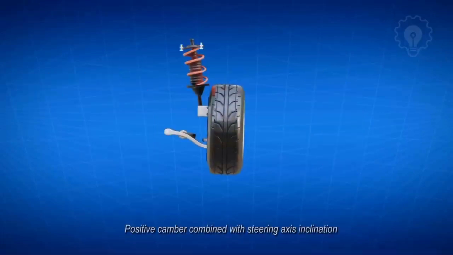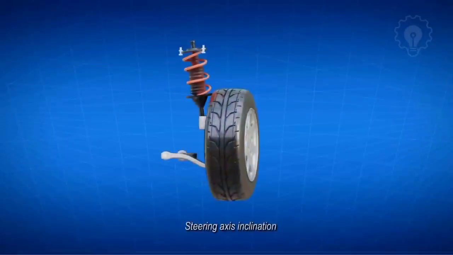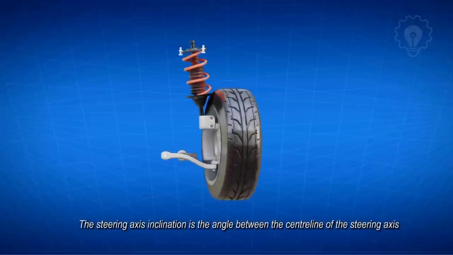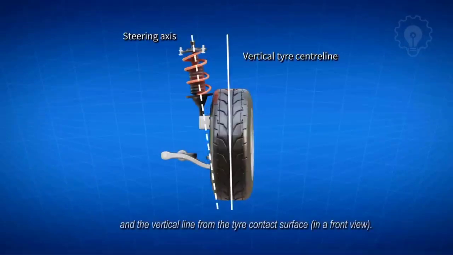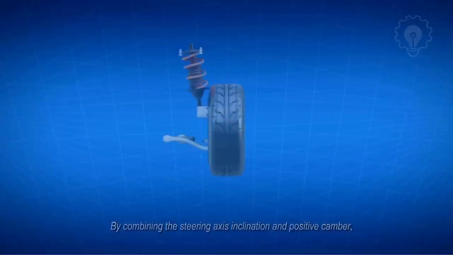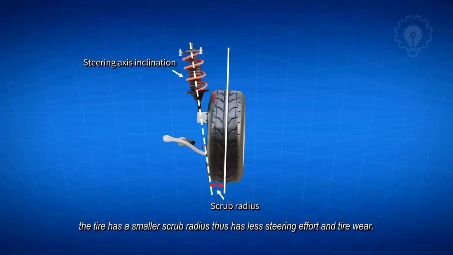Positive camber combined with steering axis inclination could be adopted to reduce steering effort and minimize tire wear. What is steering axis inclination? The steering axis inclination is the angle between the centerline of the steering axis and the vertical line from the tire contact surface in a front view. The distance between the steering axis and the center of the contact patch is the scrub radius. By combining the steering axis inclination and positive camber, the tire has a smaller scrub radius, thus has less steering effort and tire wear.